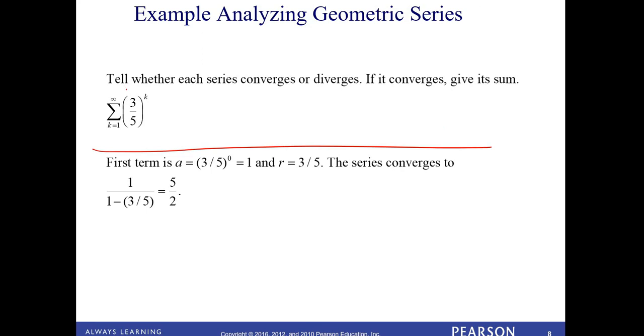Here's another one. Tell whether each series converges or diverges. If it converges, give its sum. Since r is less than 1, and again, my first term is 1, understood 1 in front of that, the series converges to 1 over 1 minus 3/5, or 5/2. So again, for a geometric series it is pretty easy to find the value of the convergence of the sums as long as the absolute value of r is less than 1. That's all we're going to do for now.